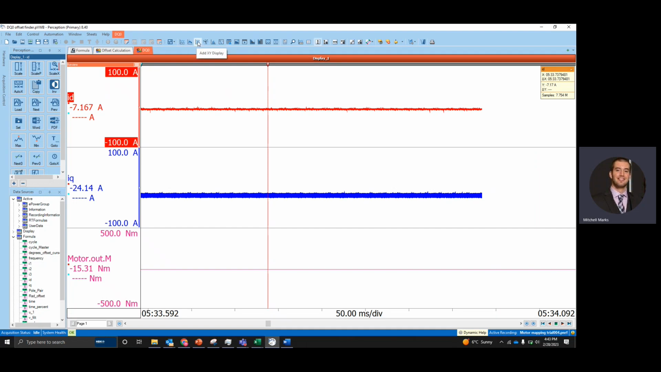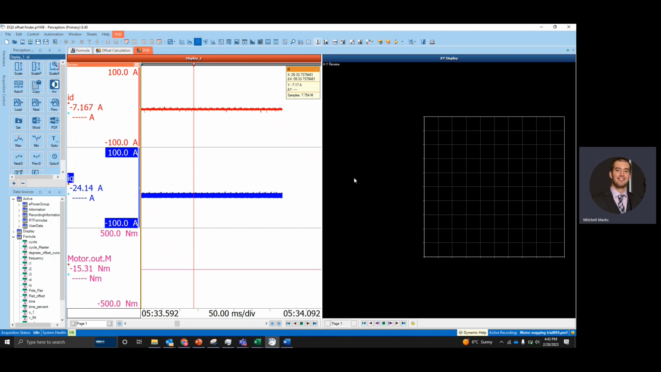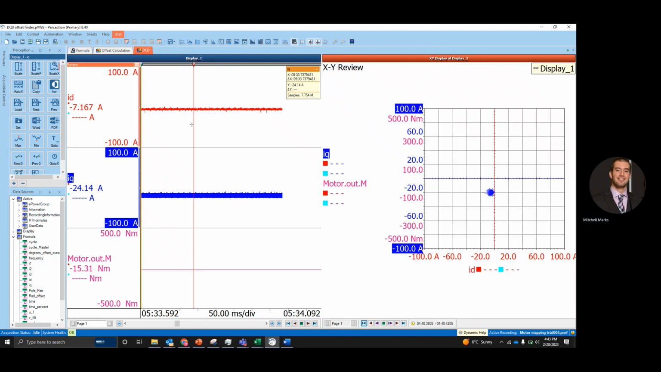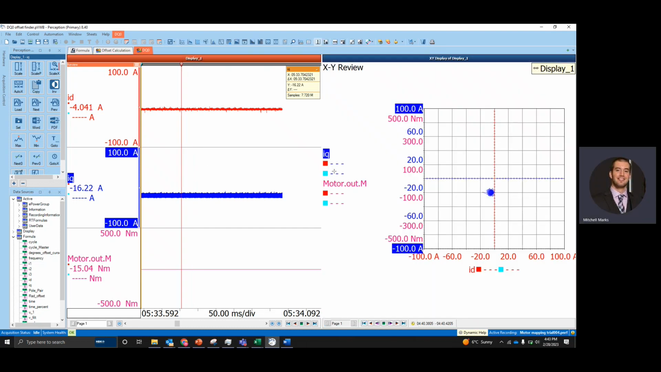And we can even do fun things like an XY display, where maybe we see IQ versus ID in a nice little static offset here. So it's cool stuff.